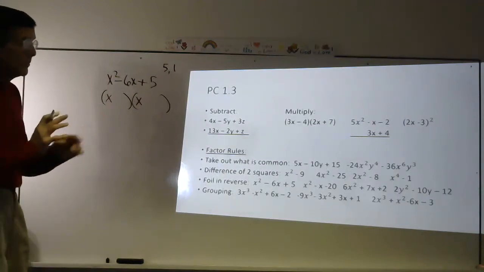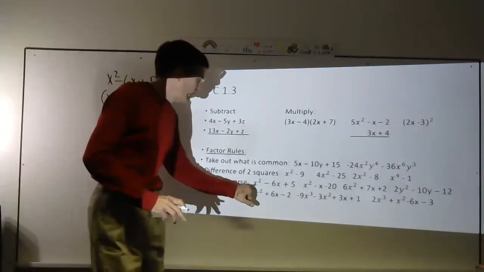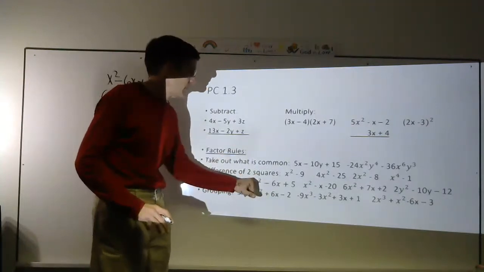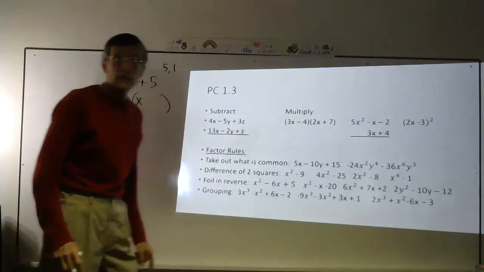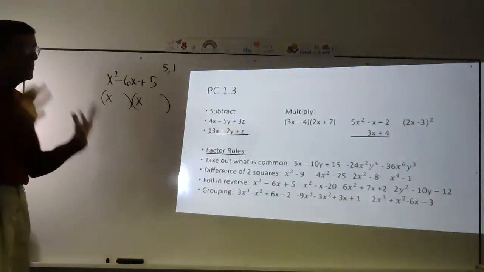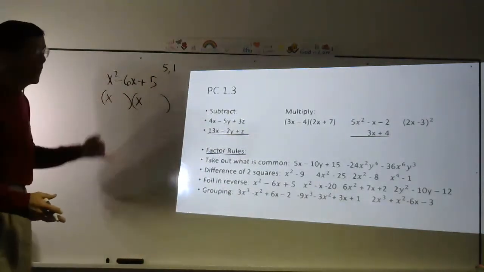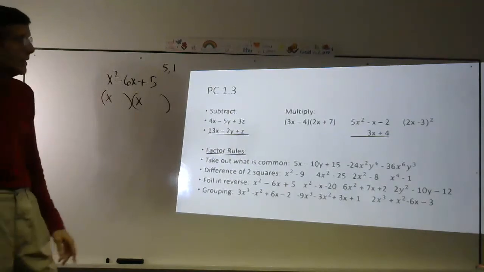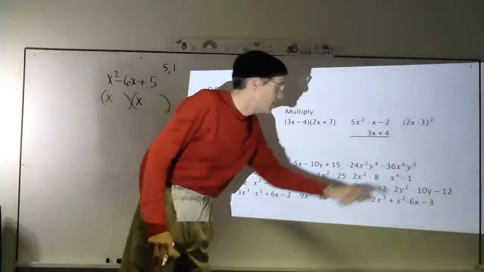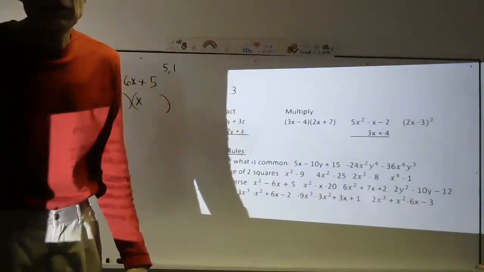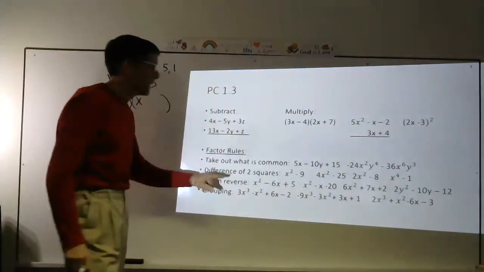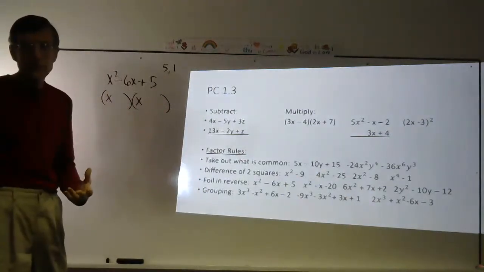Now, let's be clear about something from the start. This one is an easy problem because there is nothing in front of the x squared. When there's nothing in front of the x squared, the only choice you have is x and x. When there's numbers in front of the x squared, it's a whole other ball game, and it's much more interesting. That's why I say this is the part of factoring that really bugs people, okay?